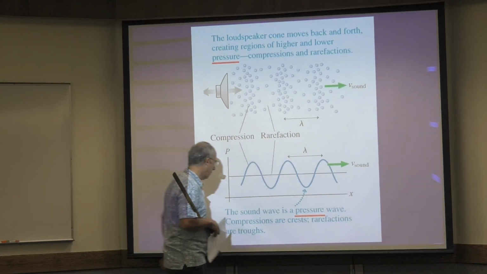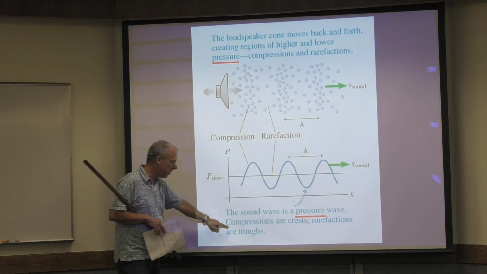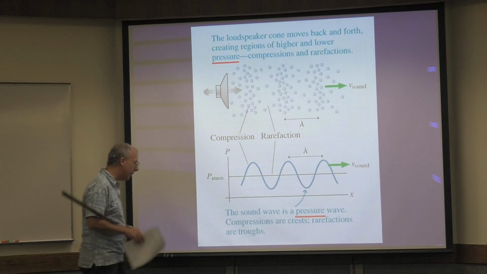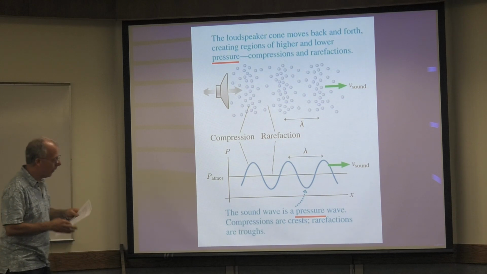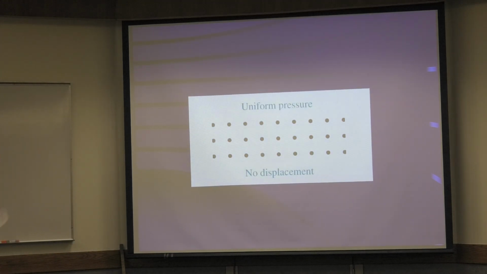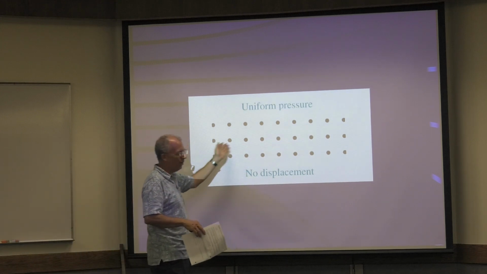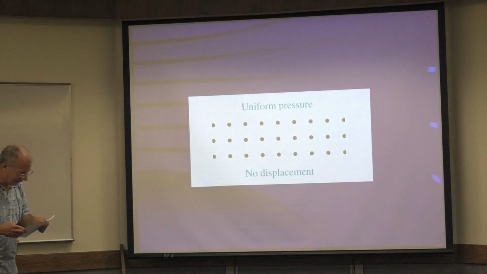And you get a wavelength. So the sound wave is a pressure wave. Compressions are crests, maxes. Rarefactions are troughs, mins. All right. So here there's not a wave. It's just air, you know? So uniform pressure, no displacement, just the molecules sitting there, minding their own business, okay?